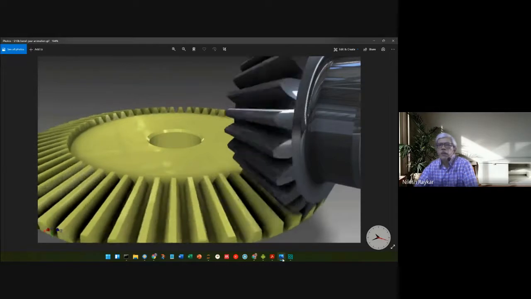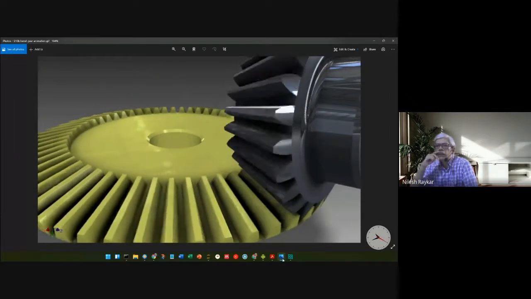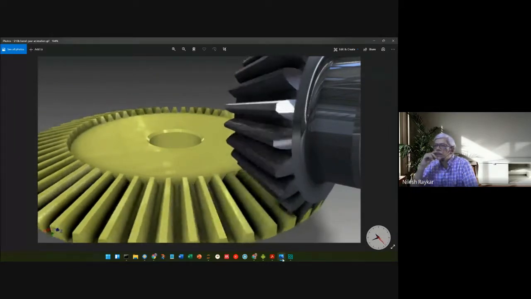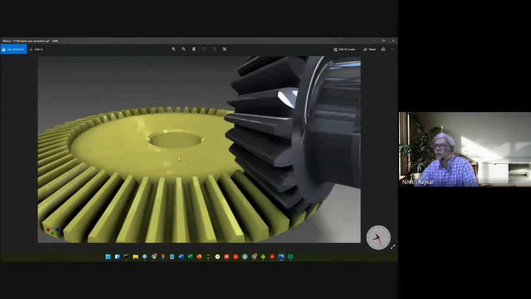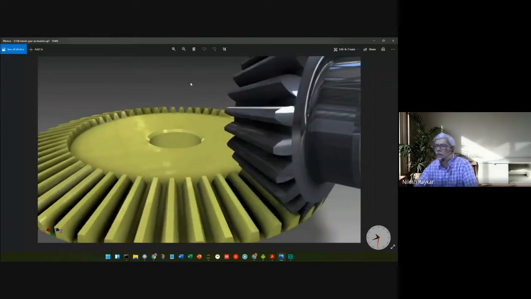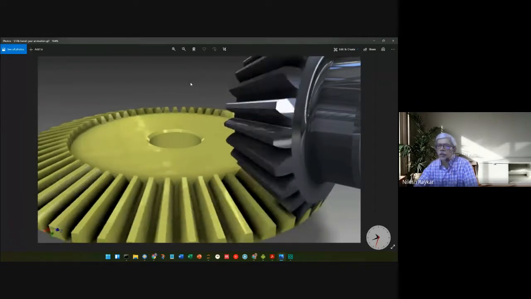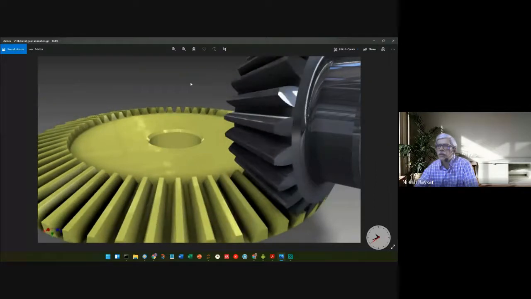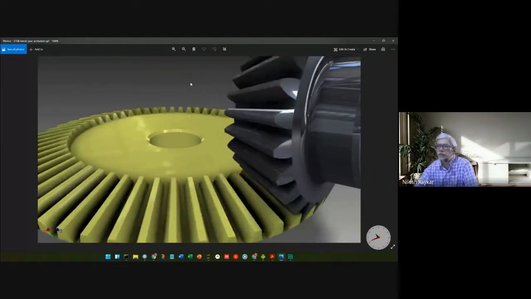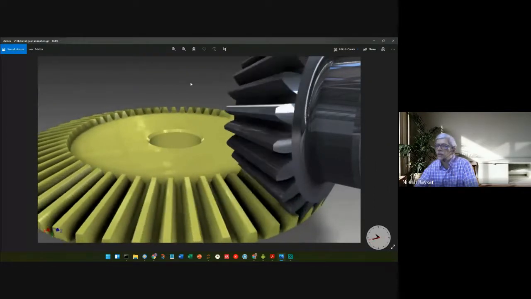So this is an animation of the bevel gears. As you can see here, the axis of the yellow gear is vertical, whereas the other gear is horizontal. In this case, they are perpendicular, which is the most common configuration, but that need not always be the case. You can have gears with a different angle between their axes.